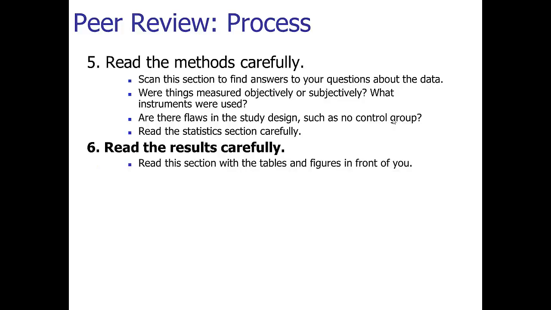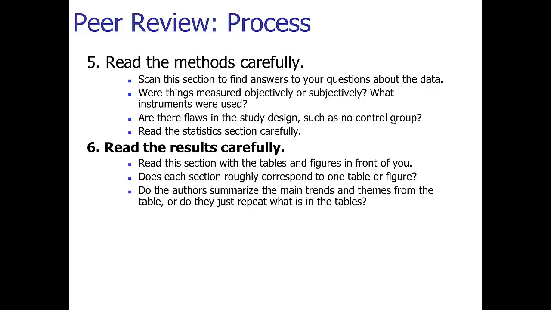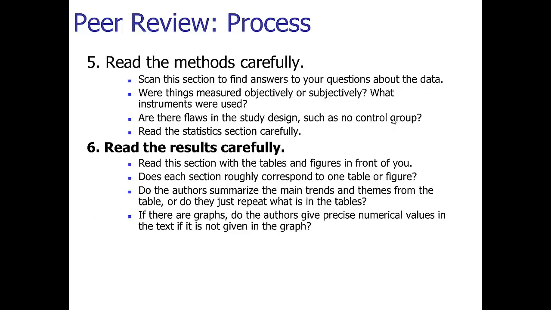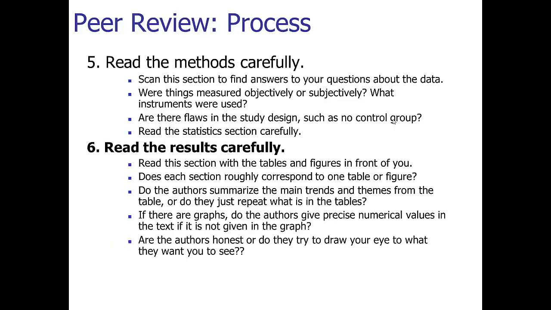I'll read this section with the tables and figures right in front of me because the results section should really dovetail from the tables and figures. So each section of the results should roughly correspond to one table or figure. If that's not the case, if it's hard to follow the results, I might comment on that. Remember, the results section is supposed to just summarize the main trends and themes and not repeat the data that's in the table. So if they're repeating a lot of the data, I might comment on that. If there are graphs, it's nice if the authors give some precise numerical values in the text if they don't appear on the graphs. Are the authors honest in their description of what's in the tables and the figures, or do they try to just draw your eye to what they want you to see?